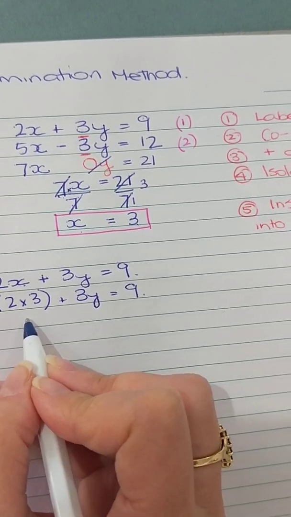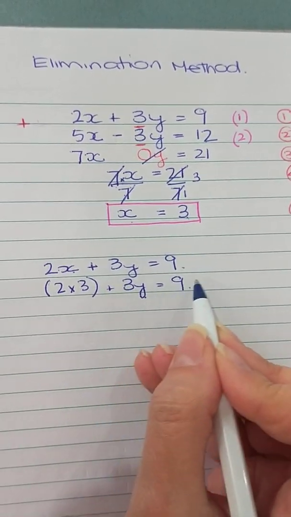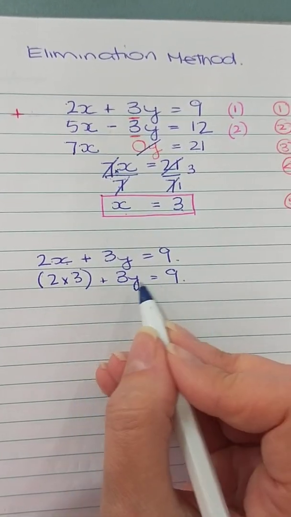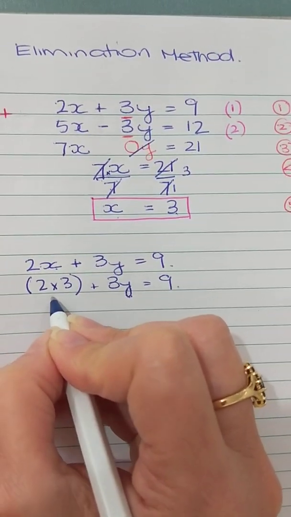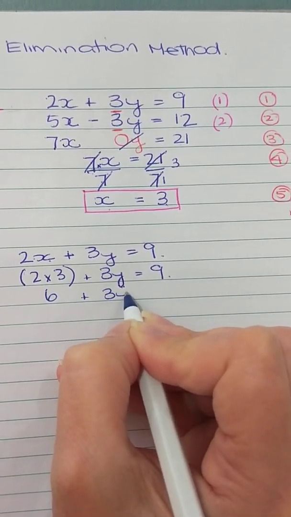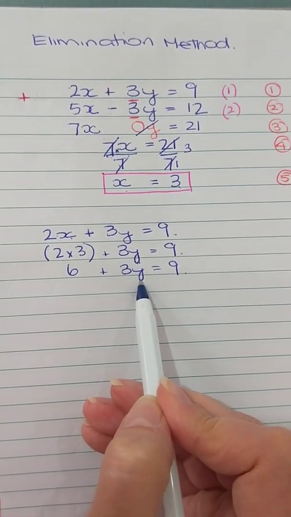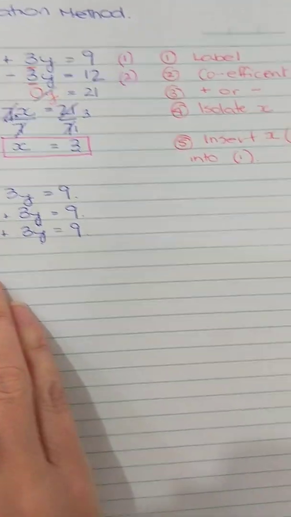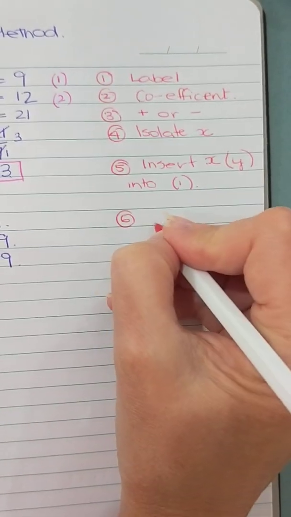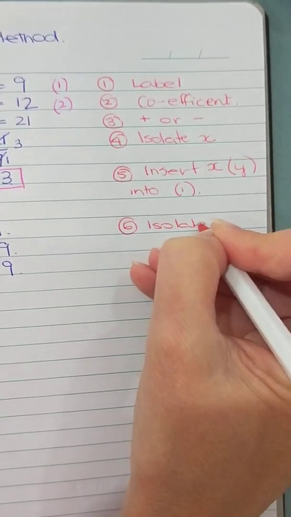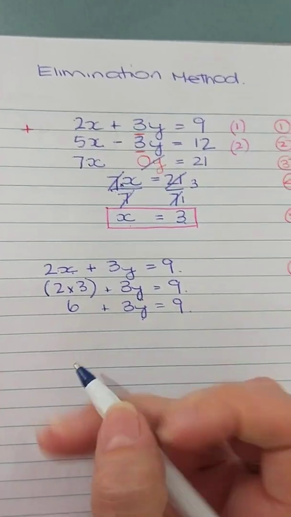Now we're going to try and solve for y here. You'll notice that we have only a y now, so we'll be able to rearrange this equation to solve for y. All right, so 2 times 3 is 6, plus 3y equals 9. Now, as you know, the object of the game is to isolate y, so this is kind of another step inside step 5. We'll call it step 6. We're going to isolate y. All right, so here we go back to isolating y.